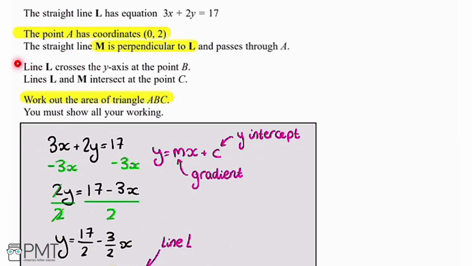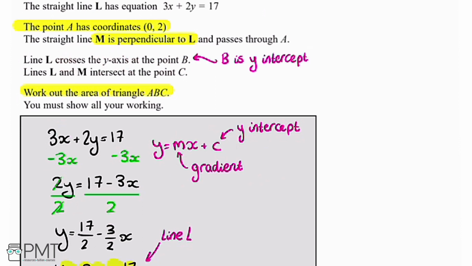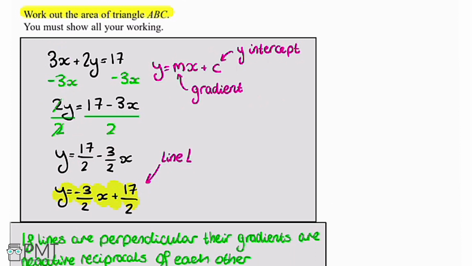Next, we're going to look at this. Line L crosses the y-axis at point B. Well, we've already done all of the work for this, because we rearranged it into this form, and we know this constant here, c, is the y-intercept. And because B is the point that the line L crosses the y-axis, B is the y-intercept. So referring to our equation for the line here, we know the y-intercept is 17 over 2. So point B is, x is always 0 for a y-intercept. If you think about it, we've got our x and y axes, and for it to cross anywhere on the y-axis, it's going to be at x equals 0 here. And then y is what we just said, 17 over 2.